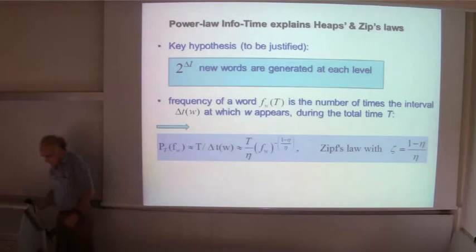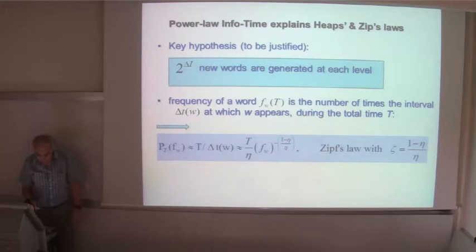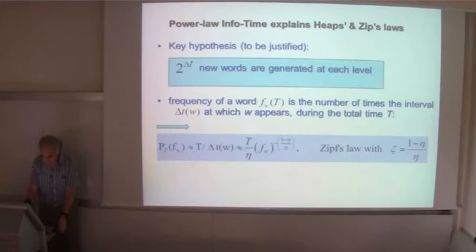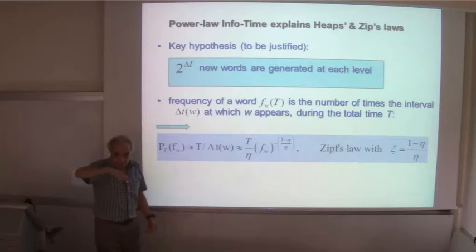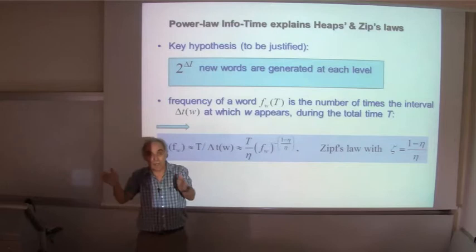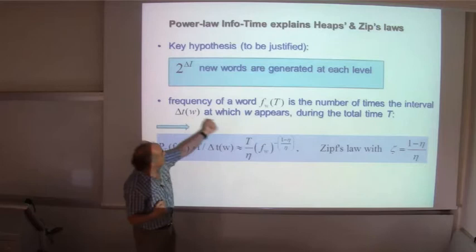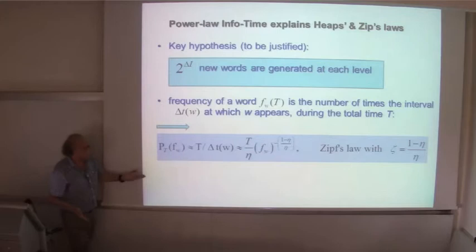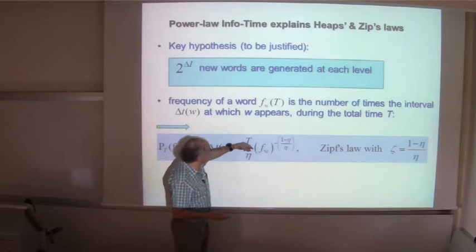So if this is the frequency, the probability of this frequency, I know how these intervals scale. And here I assume very explicitly a power law predictive information curve. So if the predictive information grows like t to the eta, where eta is a number between 0 and 1, play this argument that I just told you: count how many words appear only once, how many words appear twice, how many words appear three times, and so on, based on this assumption that words are generated at each level as exponential of the delta I, which I call working memory until proven otherwise. You get this very nice law-like result: the probability of this frequency scales like the frequency to a power, which is 1 minus eta over eta.